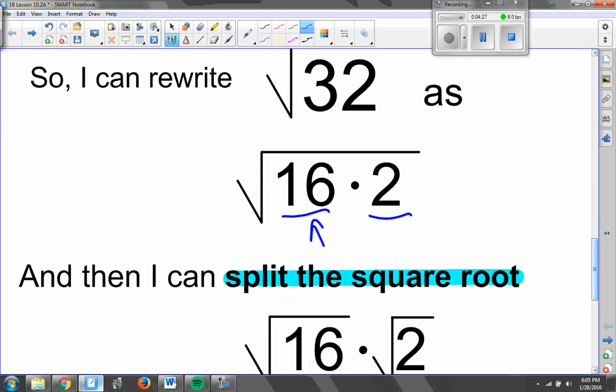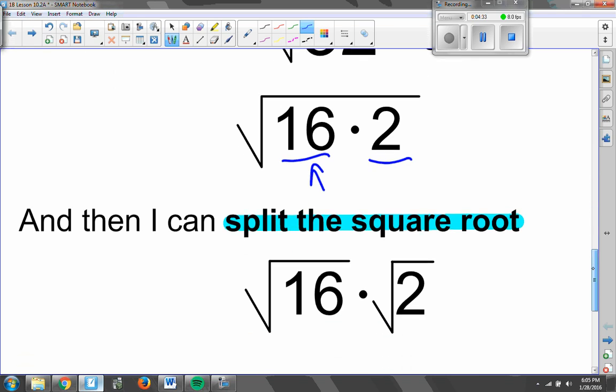Now, once I have it written square root of 16 times 2, there's a special rule of square roots that says it's perfectly okay for me to split that square root. Okay, so instead of saying the square root of 16 times 2, I'm going to say the square root of 16 times the square root of 2. I am allowed to do that as long as it's only multiplying underneath the square root. Okay? 16 times 2, square root of 16 times square root of 2.